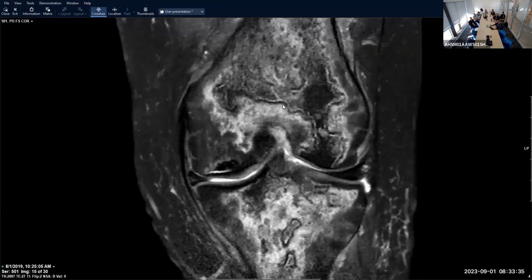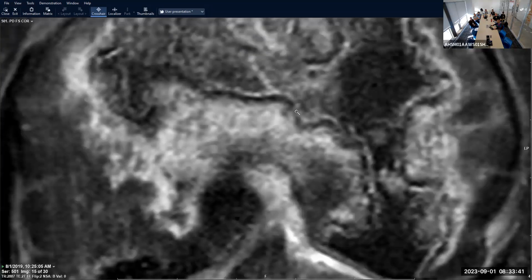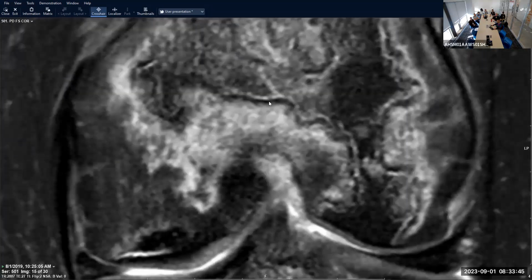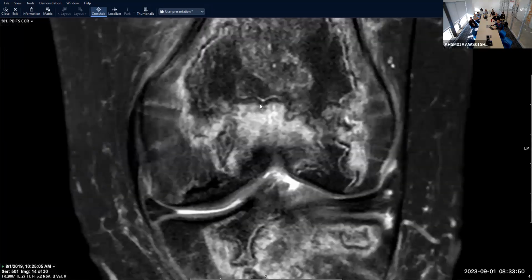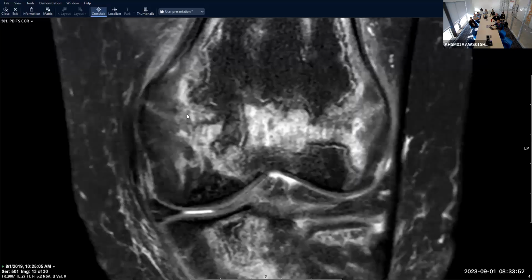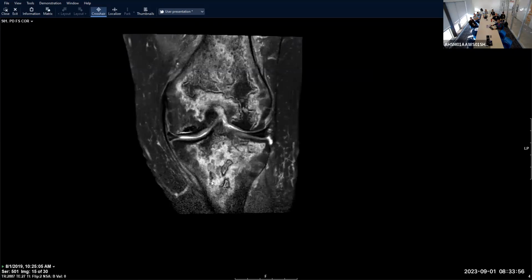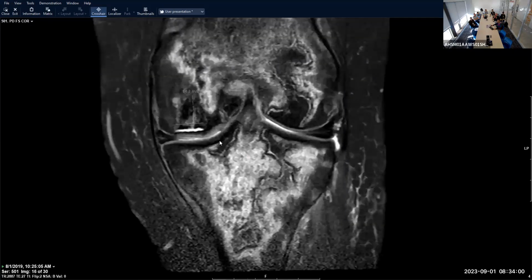What we have is the double line sign. So we can see that there are serpiginous areas of abnormal signal, but you see this double line where there's a bright line next to a dark line. The bright line is granulation tissue, if you look under a microscope, and the dark line is the leading edge of the necrotic bone. And so that is what the double line sign is. There's some soft tissue edema. We can see some periosteal edema from this AVN, but AVN can lead to fragmentation of the subchondral bone plate and can lead to OCDs or OCLs, I guess.